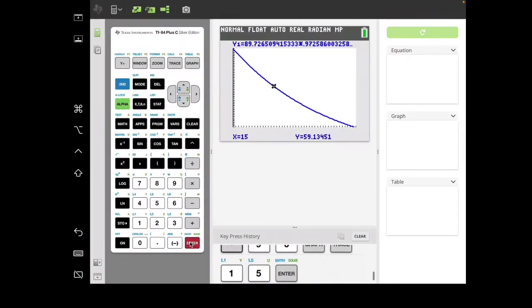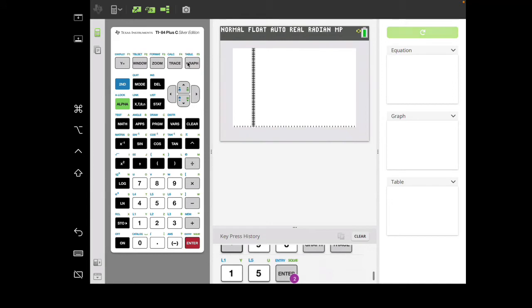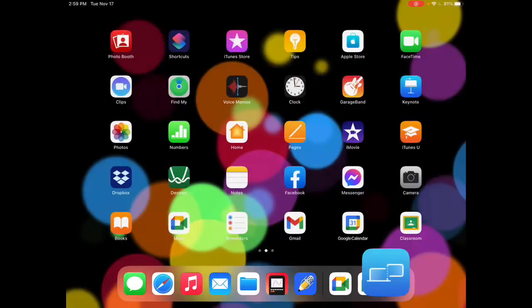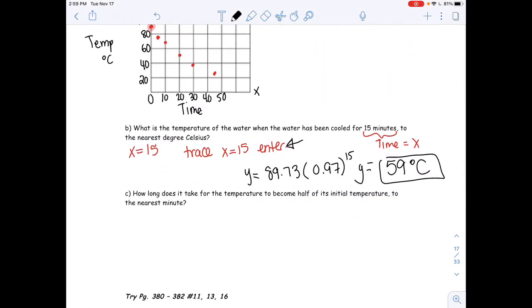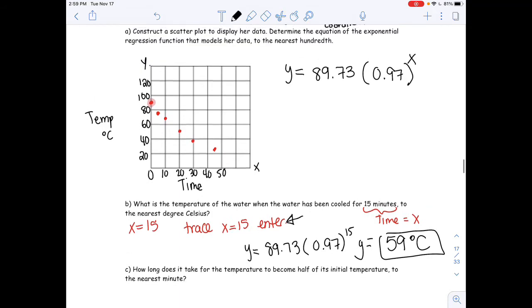So looking back at our chart, remember it's this value right here. This value, oops, just lost it. So yeah, it was just that y coordinate that you should have seen on your graphing calculator. The next one is telling you, C, how long does it take for the temperature to become half of its initial?